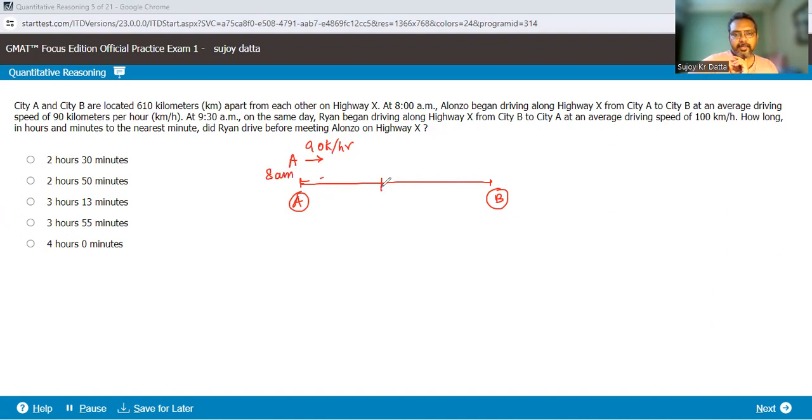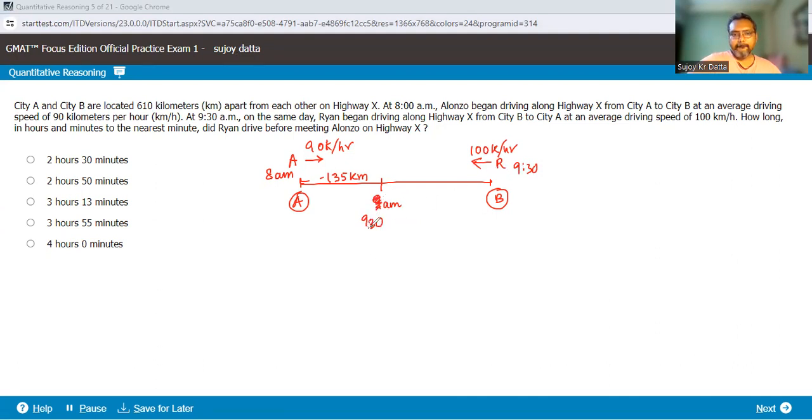At 9:30, that means after driving for 1 hour 30 minutes, so 1.5 hours, 1.5 times 90 would be 135 kilometers you have already traveled. On the same day, R starts from B to A at an average speed of 100 kilometers per hour. And this is at 9:30, this is 9:30 a.m., not 9 a.m.